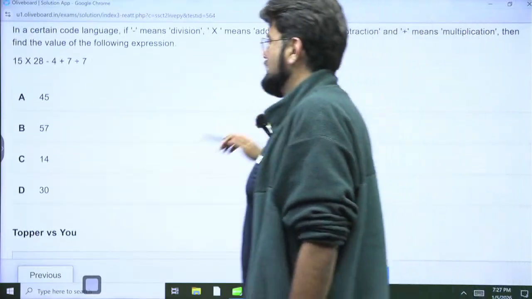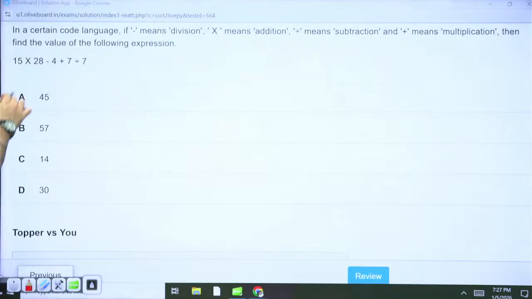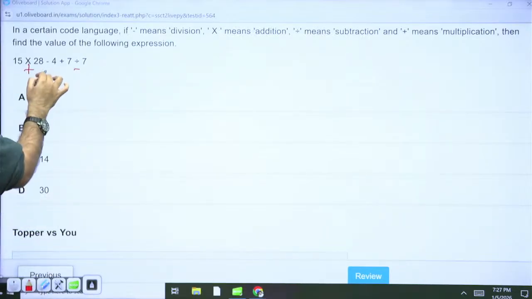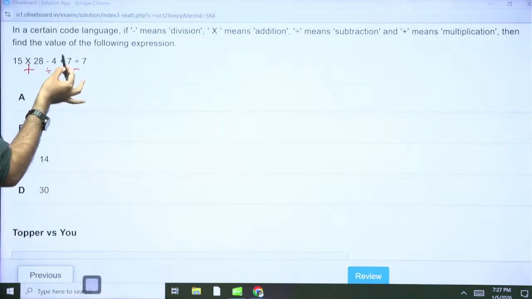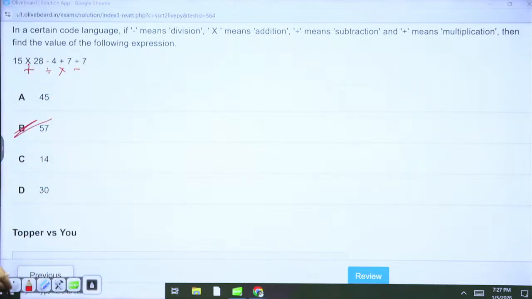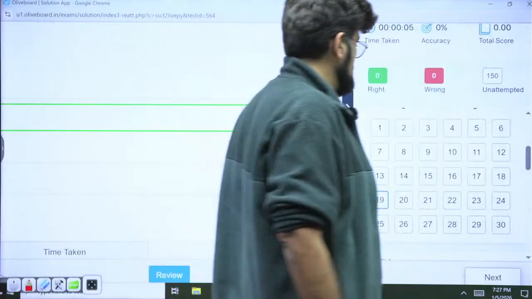Okay, this one is pretty easy. I think you can do it verbally also. So into means addition, divide means subtraction, minus means division, and obviously this means multiplication. So this is 7 into 7, 49. 49 plus 15 is 64, minus 7 is 57. Option B is the right answer. Easy. 30 seconds. Great. Awesome.